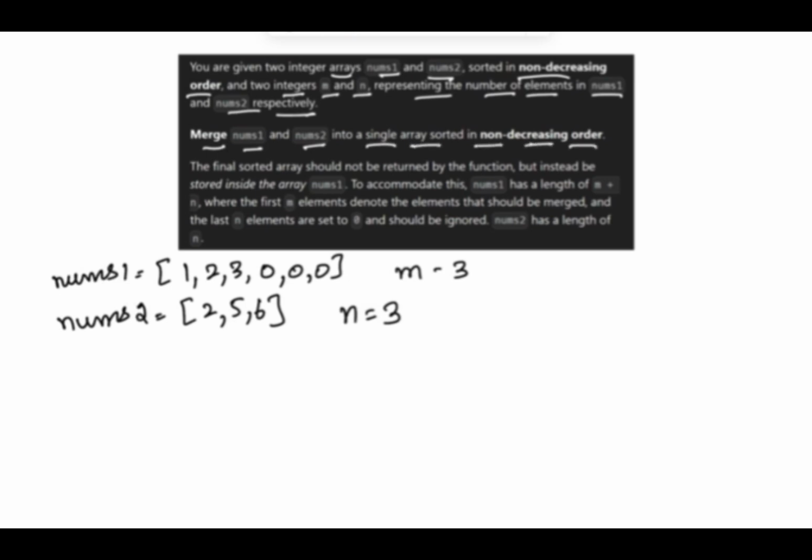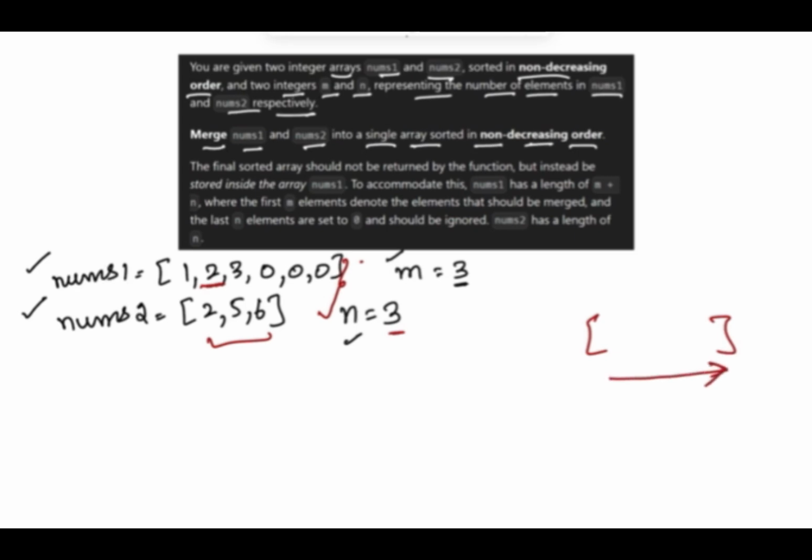Okay, so हमें दो arrays दिए गए हैं, nums1 and nums2, and दो integers दिए गए हैं m and n. m denotes the number of elements in the nums1 array, and n denotes the number of elements in the nums2 array. The question asks us to merge these two arrays into a single array, and that array should be in increasing order.